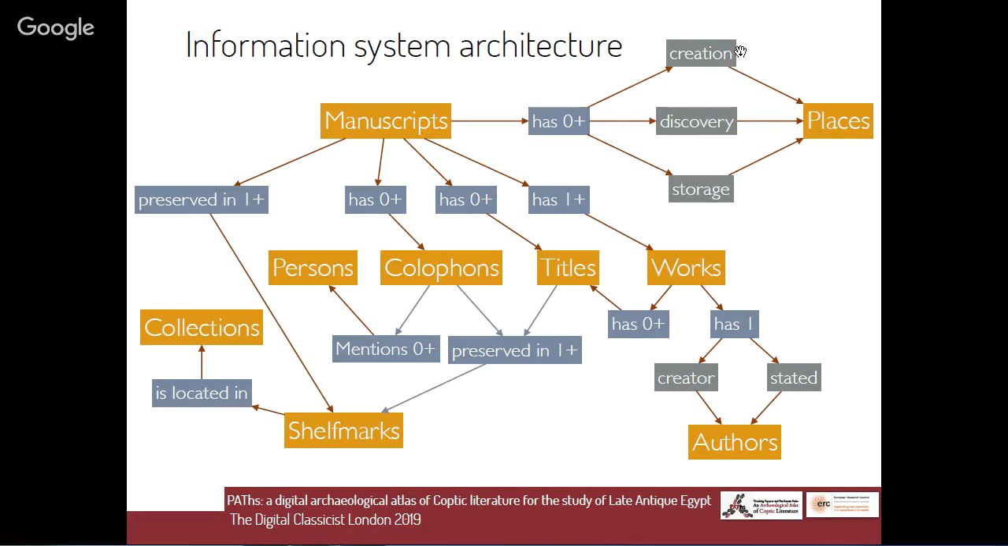Manuscripts may be created in one place, discovered in another place, and we know they have been stored in many places, sometimes when we are lucky, of course. And we know a manuscript might have one or more works that might have one or more authors, etc. This is more or less the general map of our information system. When you go on our website, when you check our atlas, this is the very basis of the structure.